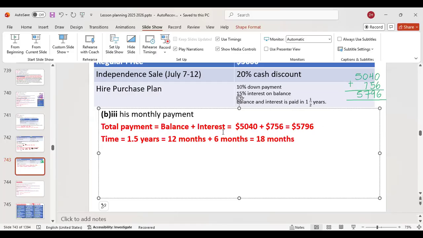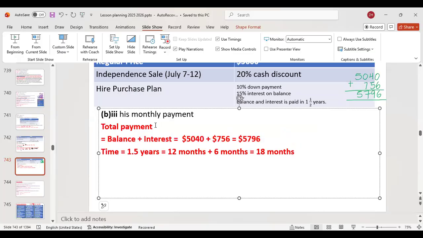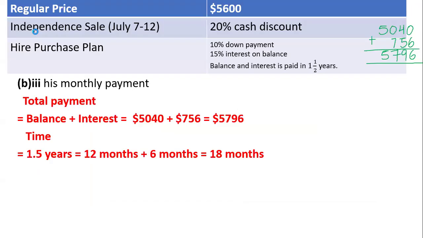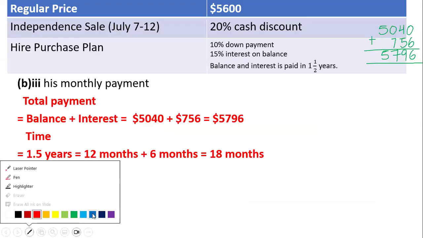So he has to pay $5,796 in 18 months. That's what he has to pay. That means, how much does he have to pay every month? We have to figure that out. 5,796 divided by 18. You have to divide by 18. Very good. So we're going to divide by 18.